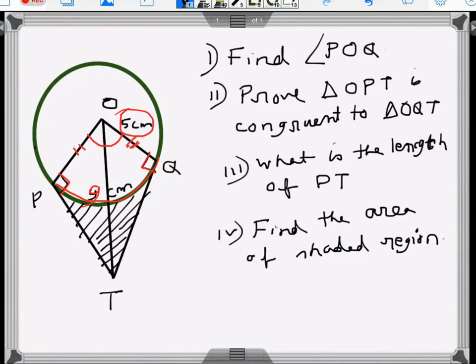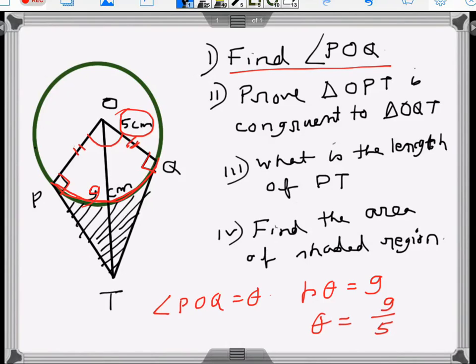So first we have to find the value of POQ. If we say angle POQ is theta, then we know the length of arc PQ will be r times theta, when theta is in radians, and that's 9. So theta will be 9 over 5, since the radius is 5. That's the value of theta, that is POQ, in radians.